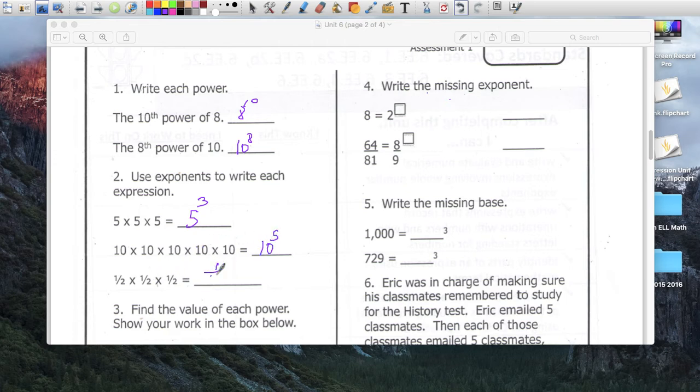Half, written with exponents, would be to the third power. 1/2 times 1/2 times 1/2. It's going to be 1 times 1 times 1, which is 1, and then 2 times 2 times 2, which is 8. So it's going to equal 1/8. Okay.